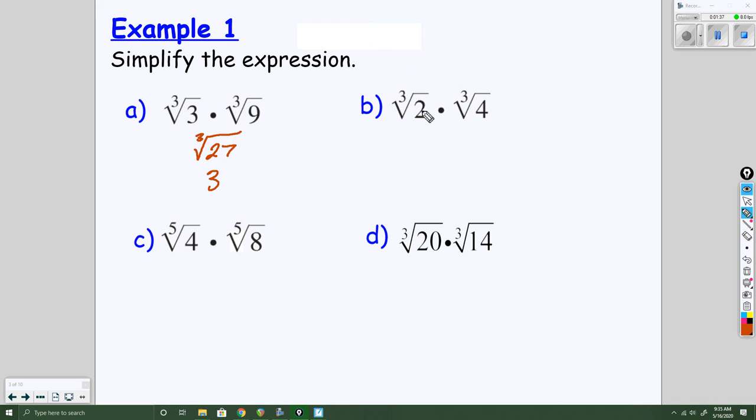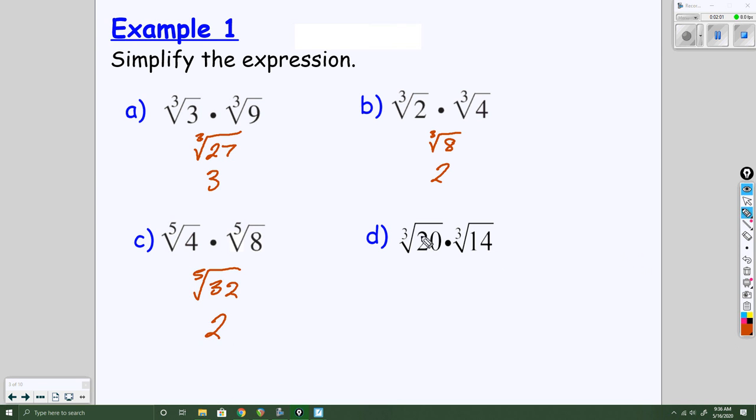All right, then the cubed root of 2 times the cubed root of 4, that would be the cubed root of 8. Remember, we're just using that product property. And then the cubed root of 8 is 2. We're going to combine these as well. So the fifth root of 4 times the fifth root of 8 is the fifth root of 32. And the fifth root of 32 is just 2.